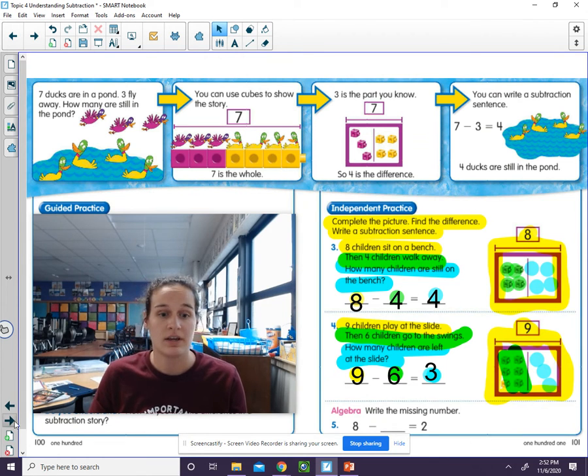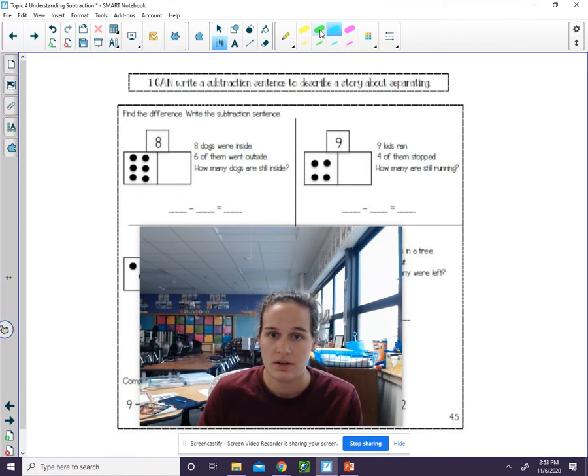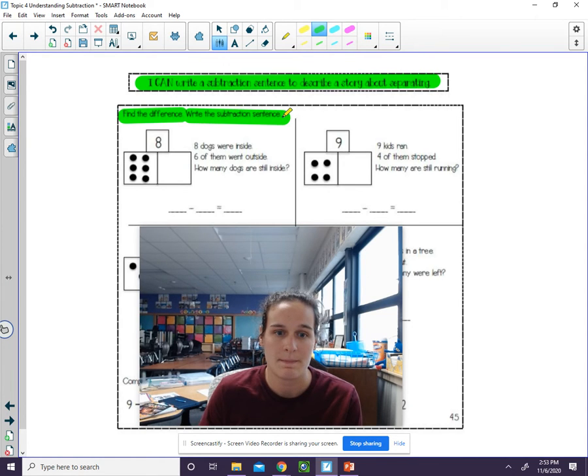Let's look at our math sheet today. So you will have these problems to read. Our learning target says, I can write a subtraction sentence to describe a story about separating. Here it says, find the difference. Write the subtraction sentence. 8 dogs were inside. 6 of them went outside. How many dogs are still inside? So just like we did on the other page, you'll work through each of these steps to solve.